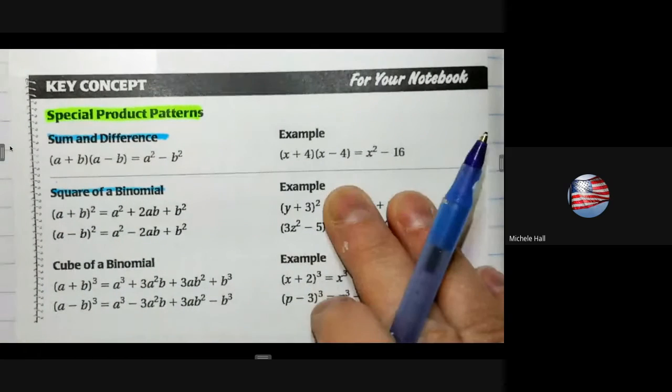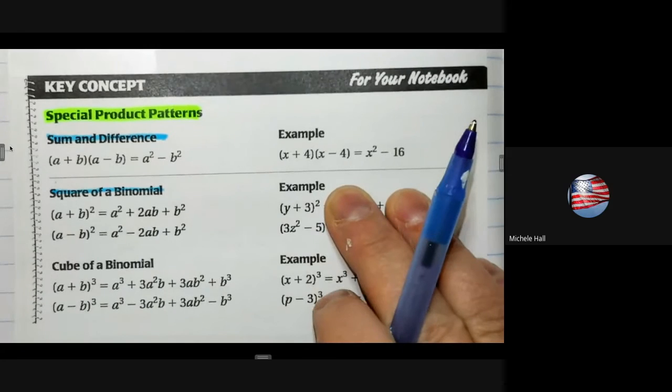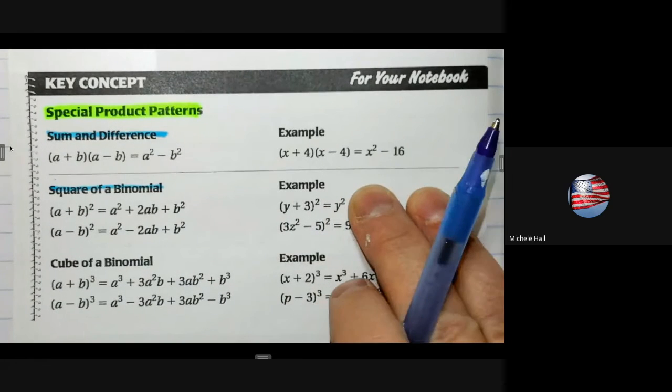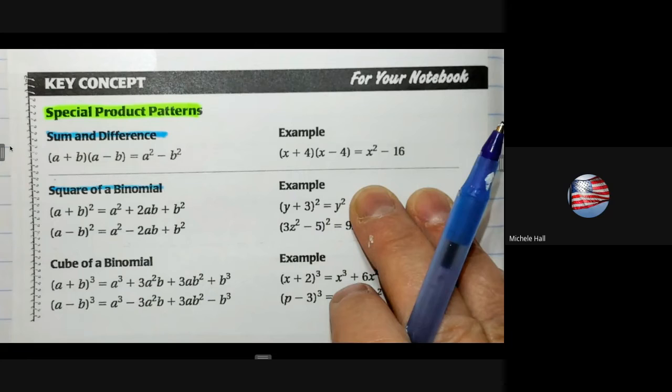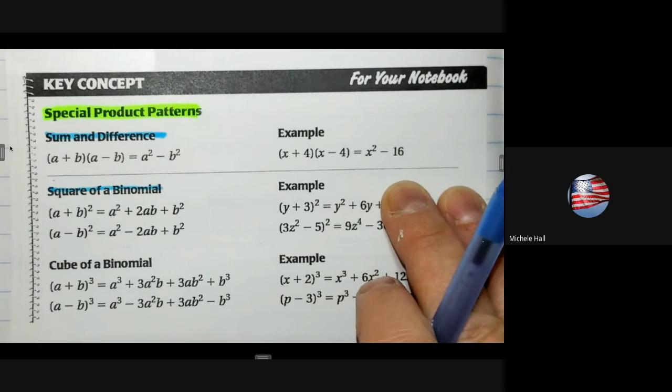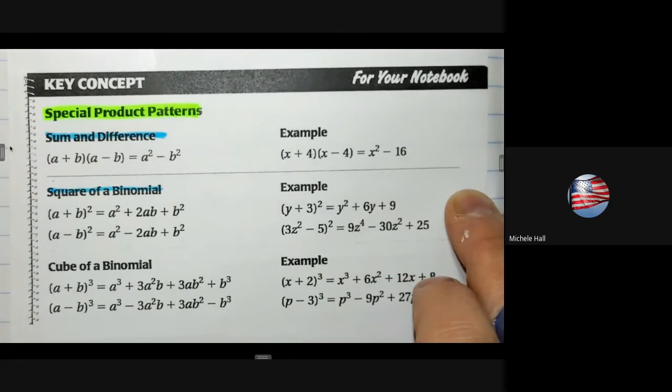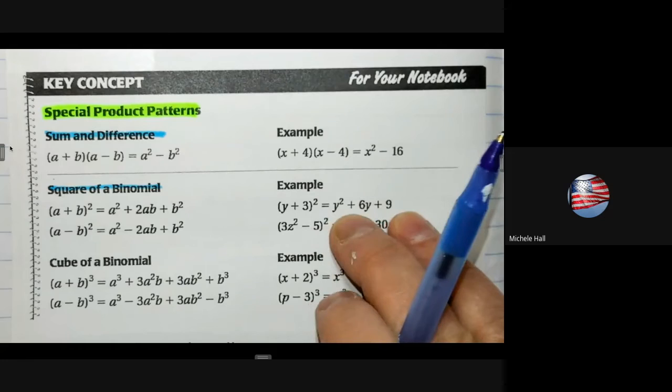Let's practice it over here. The first term is going to be y squared. What's the middle term going to be? It's going to be 2 times 3 times y, which is 6y. And then 3 times 3 is 9. How about the second one here?